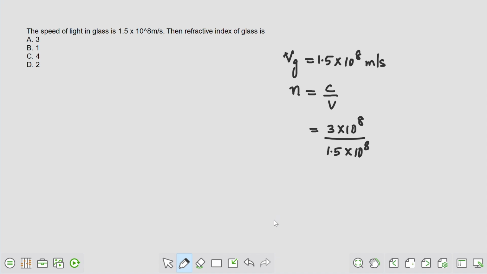So instead of writing 1.5, you can write it as a fraction. So it will be 3 into 10 power 8 divided by 3 by 2 into 10 power 8. 3 and 3 will get cancelled, 10 power 8 and 10 power 8 will get cancelled. So the remaining will be 2. So the option is D. So, next question.